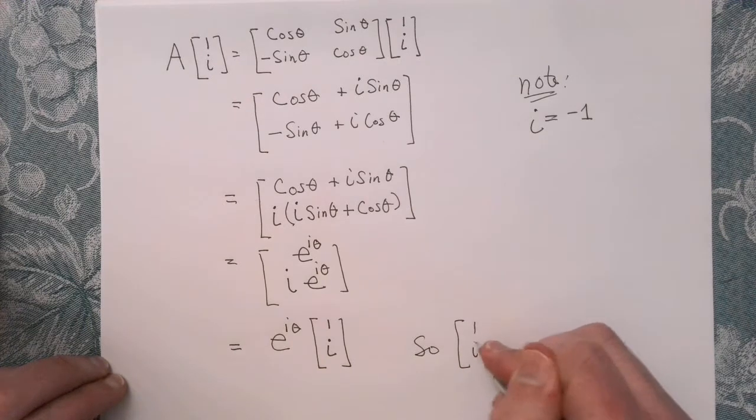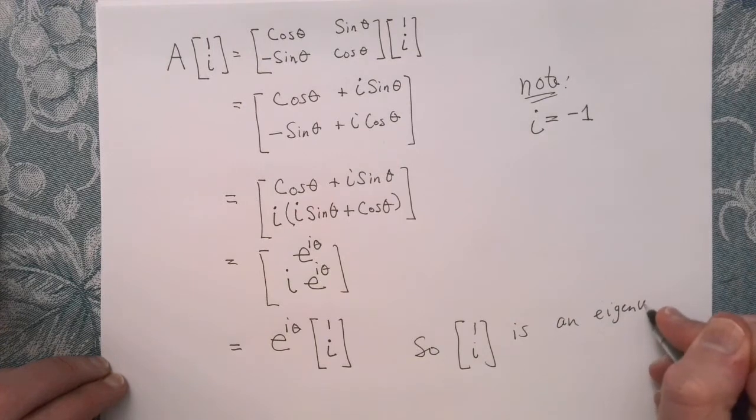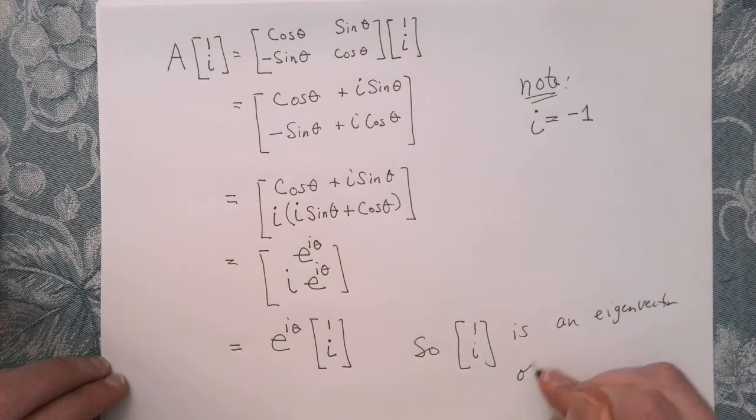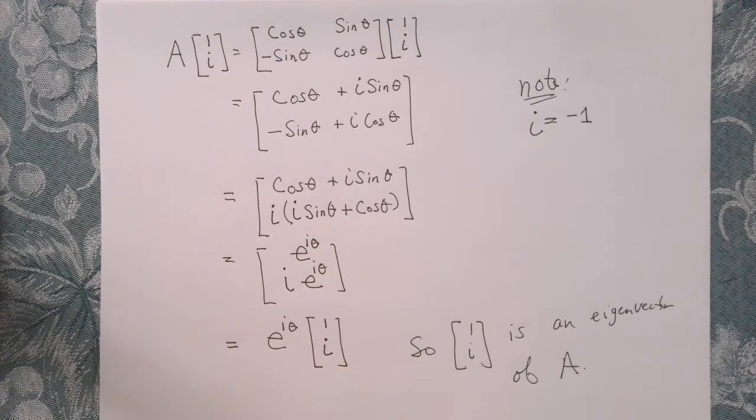And so (1, i) is an eigenvector of matrix A. Okay, so in sort of the same spirit, we're going to go ahead and check the other column vector now.